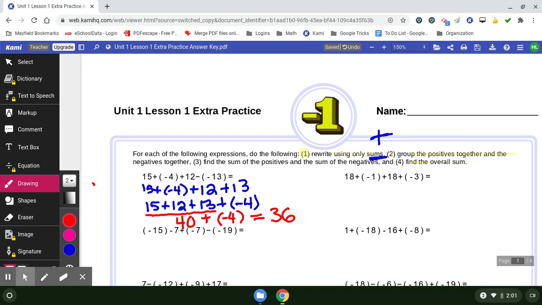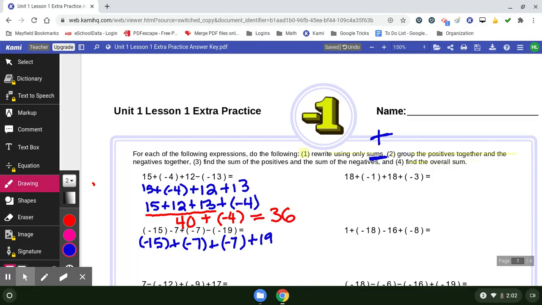So you have to do each of those 4 steps for each of the problems. So let's go to the one below it. We're going to rewrite using only addition. So that's the first step. -15 minus 7 is the same as plus -7. Then we have another plus -7. Minus -19 becomes plus 19.